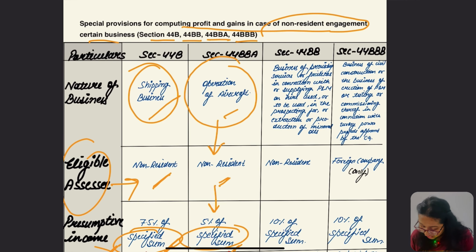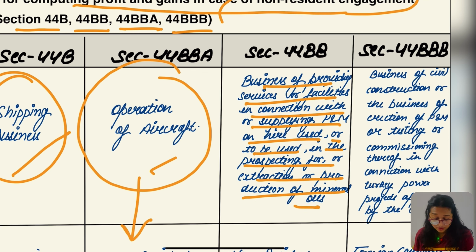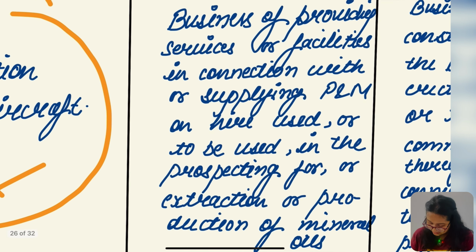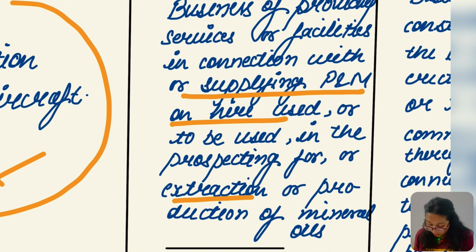Let's take the nature of business. It is the business of providing services or facilities in connection with supplying plant and machinery on hire, used or to be used in the prospecting for, extraction or production of mineral oils. Let's say it again. When the business and services are connected to supplying of plant and machinery on hire, used in the extraction or production of mineral oil.